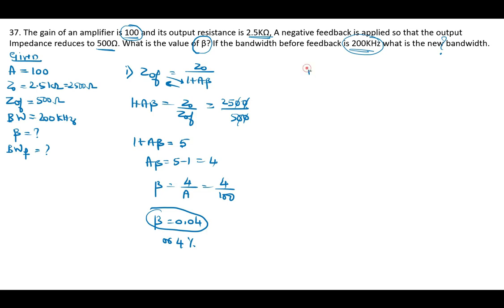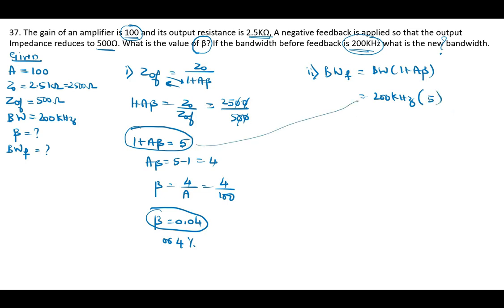Now the second one is bandwidth with feedback. This is equal to bandwidth into 1 plus A beta, that is 200 kilohertz into, you have already taken here 1 plus A beta. You can simply substitute 5. So 2 5s are 10, 2 zeros, 1000 kilohertz, or in other words, I can write 1 megahertz. This is the bandwidth with feedback.